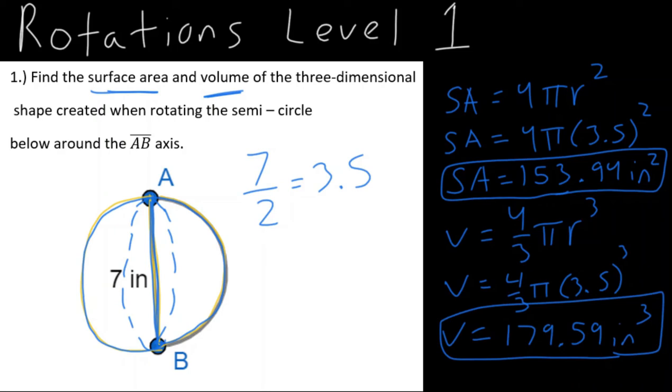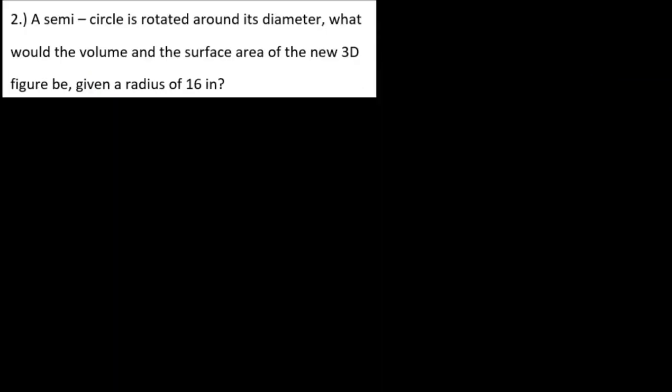Pause this video, finish taking any notes that you need, and let's go ahead and move on to example 2. Okay, here we are in example 2, and it says a semicircle is rotated around its diameter. What would the volume and the surface area of the new 3D figure be given a radius of 16 inches?